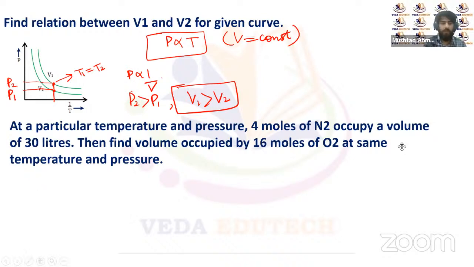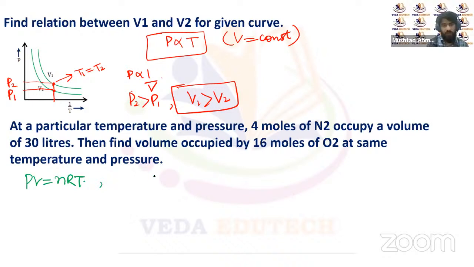The next question says that at a particular temperature and pressure, 4 moles of N2 occupy a volume of 30 liters, right? Then find the volume occupied by 16 moles of O2 at the same temperature and pressure. So we can use the ideal gas equation, PV is equal to nRT, right?